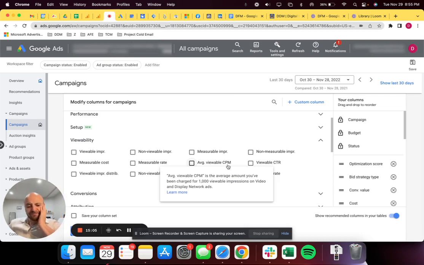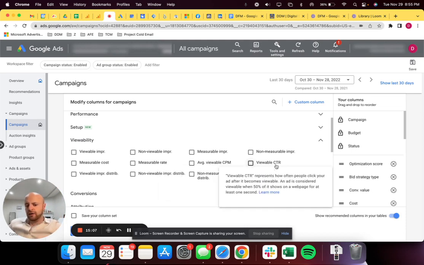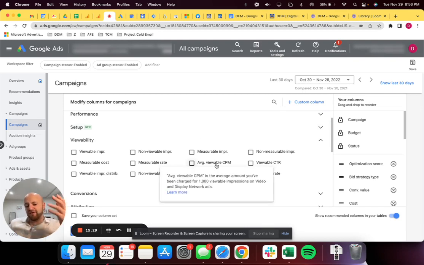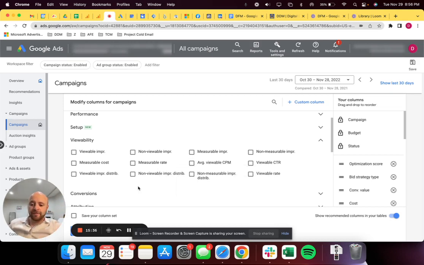It's interesting. Viewable CTR, I mean, click-through rate. Now we're just taking different determinations and different measurements of it. But why wouldn't they have average measurable CPM? Why would they not have that if they have all this other stuff? Why would you only have average viewable CPM? Why can't you have average measurable CPM? I can't answer that question. Google? That's what I thought.